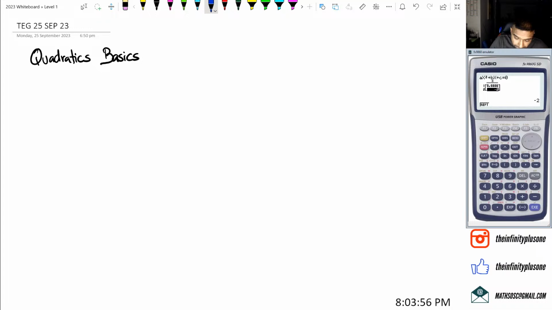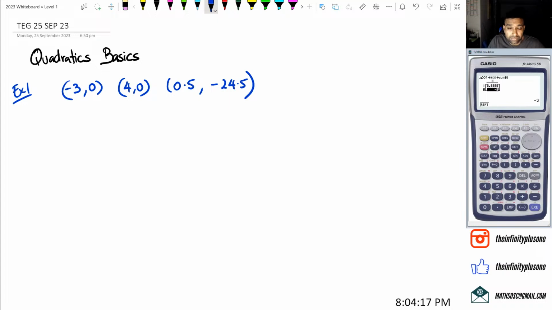I'm gonna go crazy, guys, with this first example. So I'm gonna give out 3 points here. I've got -3, 0, and then I've got 4, 0, and I've got 0.5 and -24.5. So basically what I'd like to be doing is coming up with the quadratic equation for this.